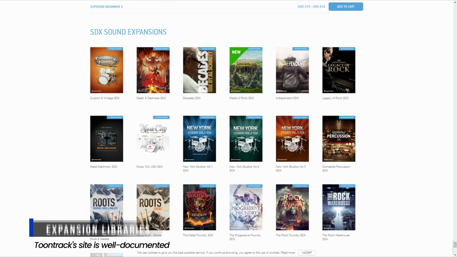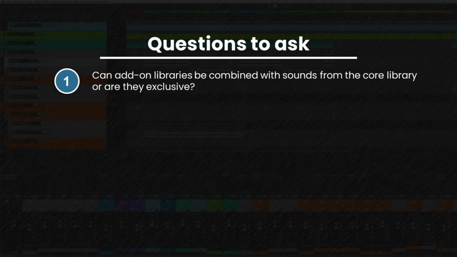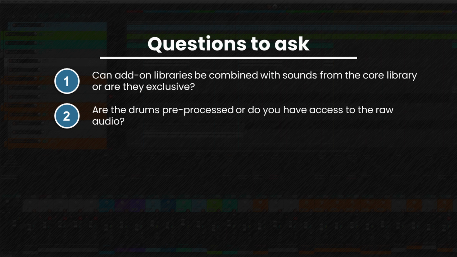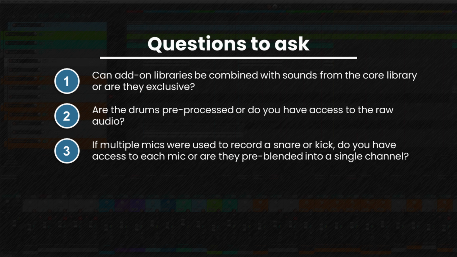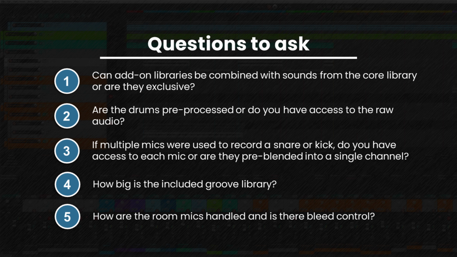Some of the things that I look for are, can add-on libraries be combined with sounds from the core library, or are they exclusive? Are the drums pre-processed, or do you have access to the raw sampled sounds? If multiple mics were used to record parts of the kit like the snare and kick, do you have access to each mic, or are they pre-blended into a single channel? And how big is the included groove library? And how are the room mics handled, and is there any bleed control?